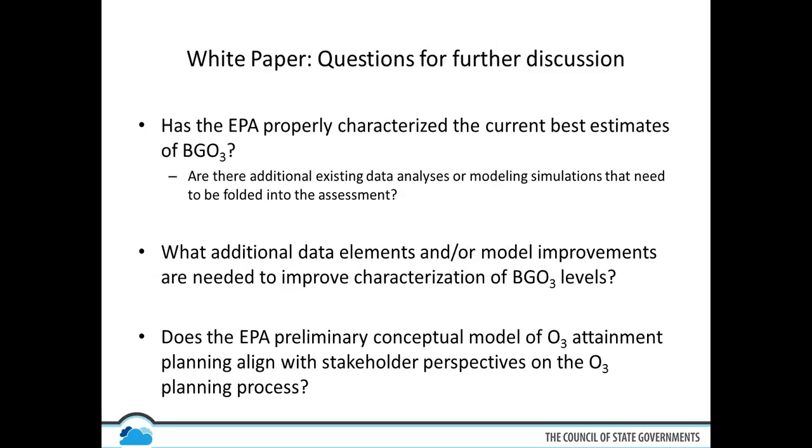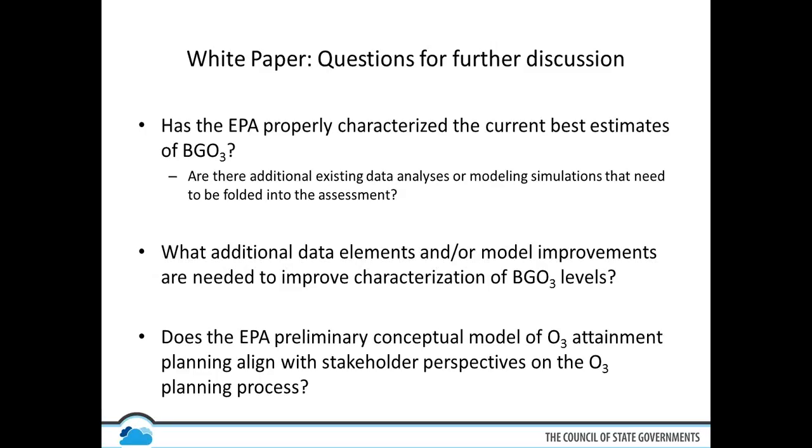But basically, the ones that are identified in the white paper can probably be summed into, I guess, two main groups. Has EPA properly characterized background ozone and its role in implementation of the 2015 NAAQS? There are a lot of sub-elements there. Are there alternate definitions of background that people believe need to be considered? Are there additional analyses or modeling simulations? I'm looking forward to hearing what David and his colleagues have to say, because I know they did a recent paper, Policy Perspectives in Science, that spoke to this. But are there additional analyses, modeling simulations, modeling process improvements that need to be undertaken for future assessments of background ozone? What improvements do we need to better characterize background levels across the U.S.? So that's all under the broad question: has EPA properly characterized background ozone?